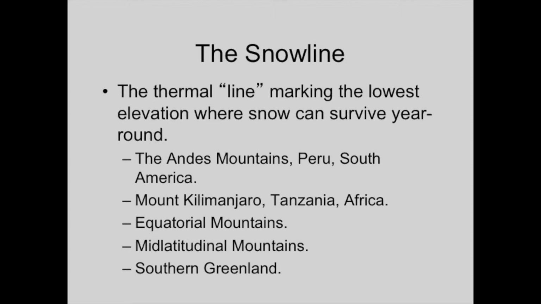Generally, on equatorial mountains, the snow line exists at elevations of 16,400 feet or higher. On mid-latitude mountains, such as the European Alps, snow lines occur at lower elevations, starting at elevations of approximately 8,850 feet or higher. In southern Greenland, snow lines are at their lowest elevation, occurring at an elevation of 1,970 feet.